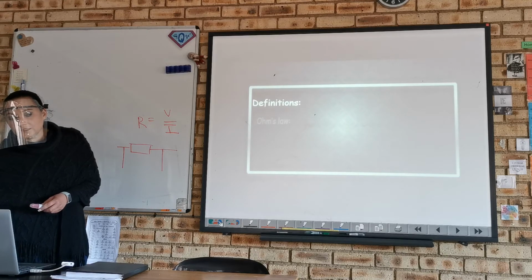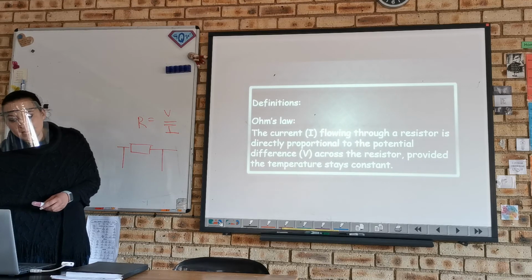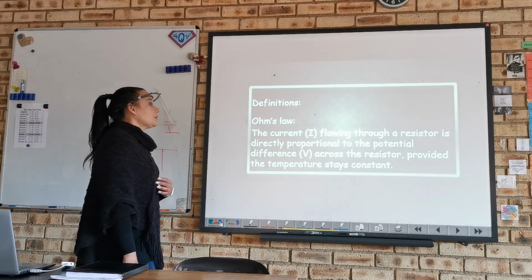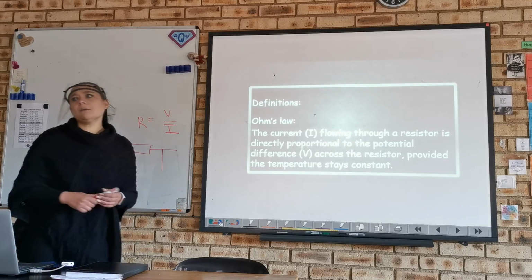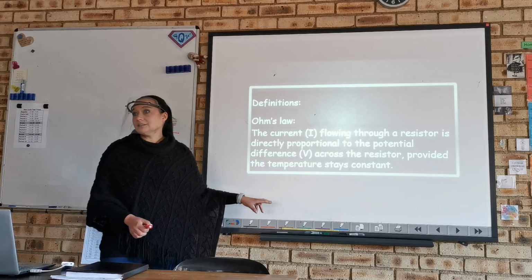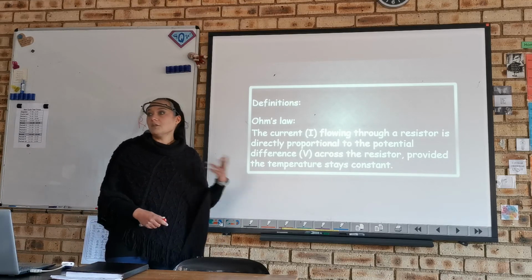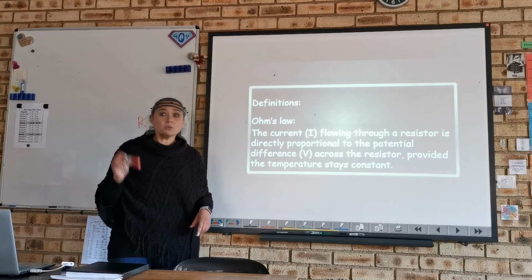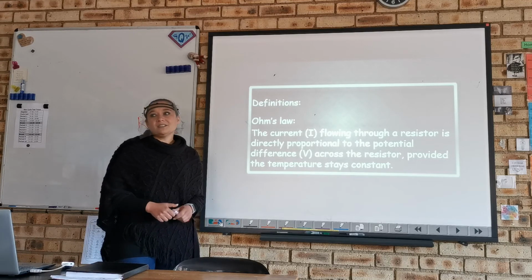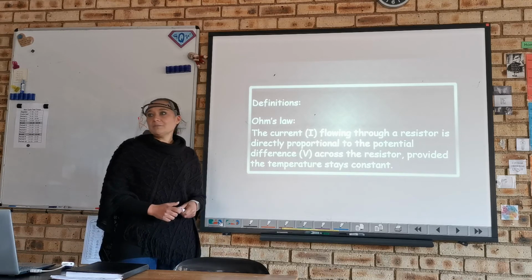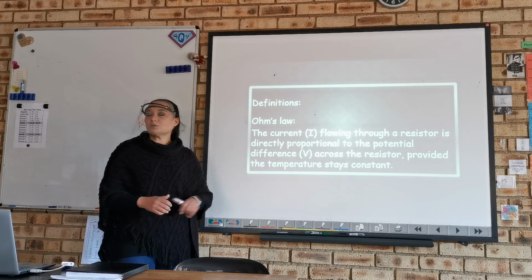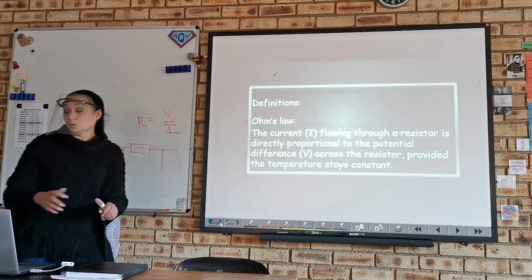Our definition of Ohm's law says that the current flowing through a resistor is directly proportional to the potential difference across the resistor, provided that the temperature remains constant. The temperature remaining constant is linked to the idea that temperature has such a huge effect on the resistance of a material, which is why whenever we do pracs in class for resistance, we never get great results, because we can't control the temperature. There's going to be an increase in temperature when we use circuit boards, which is why some of the times the results are a bit funny at school.